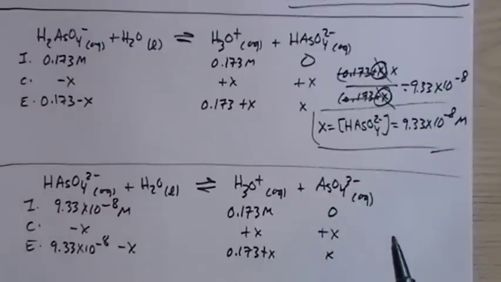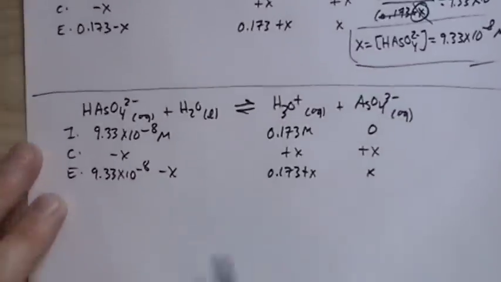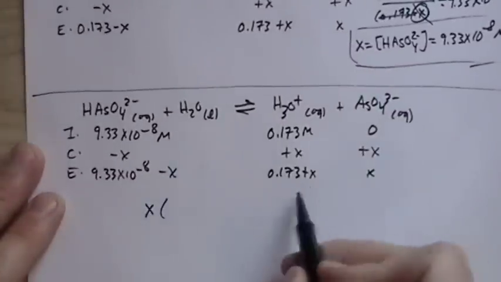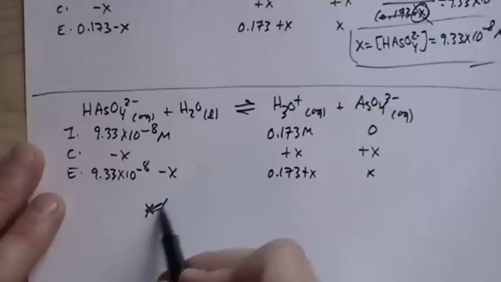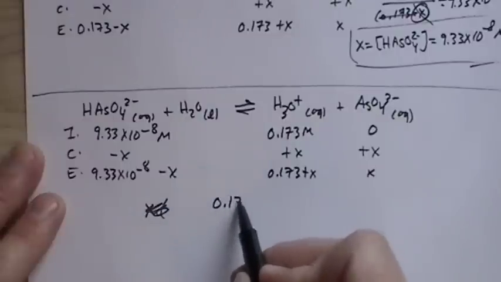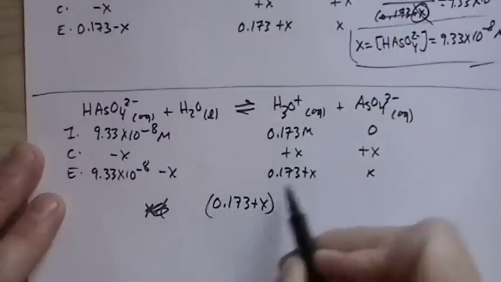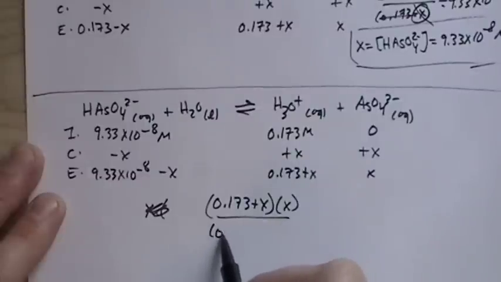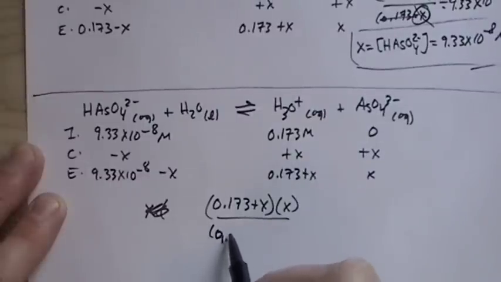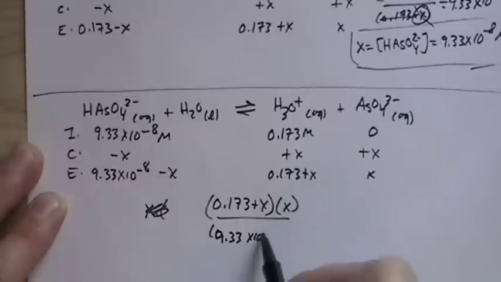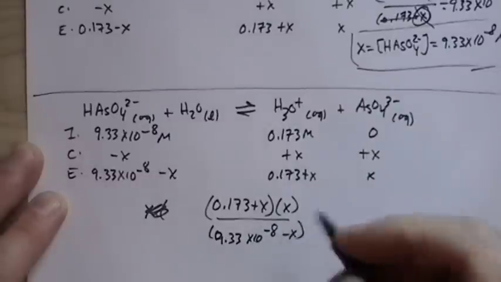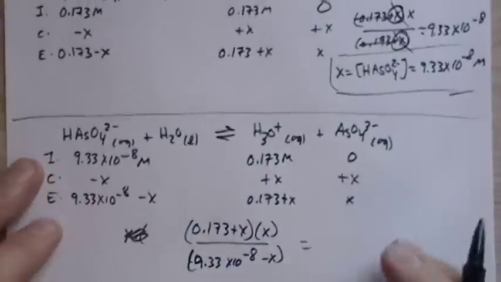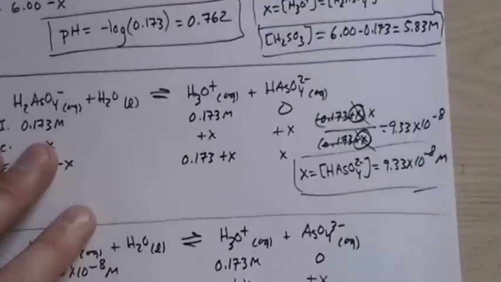Now this looks like it's going to be kind of messy. Let's write it out. Now let me write it as it's written here. We put in the concentration of H3O plus times x. I'm not sure why I put parentheses around that. Not the end of the world, but it doesn't help us. 9.33 times 10 to the minus 8 minus x is equal to Ka3, which is 2.95 times 10 to the minus 12.